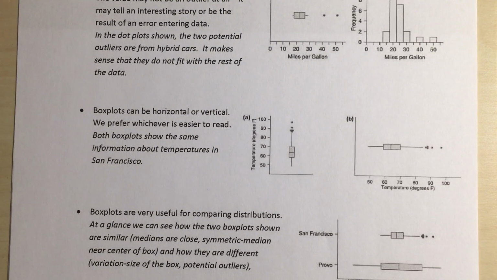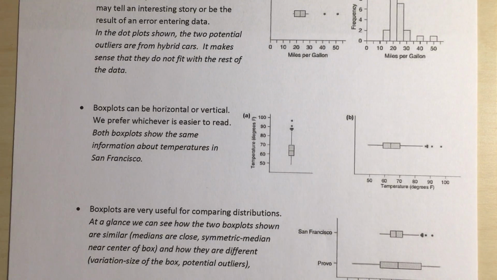As I mentioned in the steps to use StatCrunch to create a box plot, we can create box plots also vertically. So that is another option. So that is another way that we can see them being used.